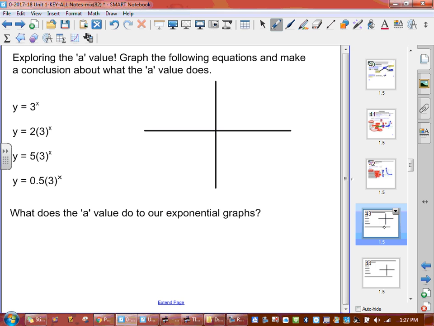So this guy here, we only see a b value. So what is the first one's a value? 1. Good. So this guy's going to be a positive 1. We know it's going to go up. Okay, there's our first graph.